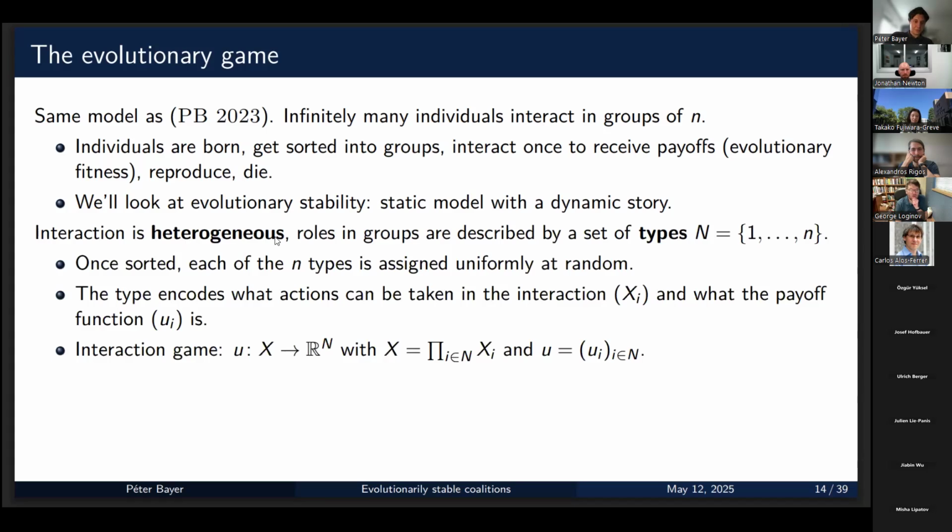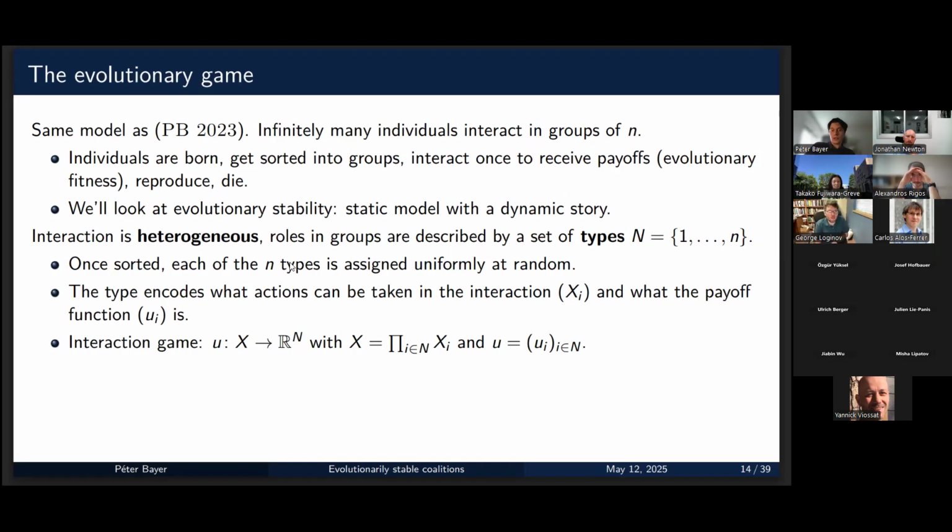Interaction is heterogeneous, which means there will be roles in the groups. The roles are described by a set of types. And I will make this explicit later. But for now, the set of types is just a finite set that goes from 1 to n. Once I sort n individuals into an interaction group, each of them will receive a type. And in fact, each type will be assigned only once.